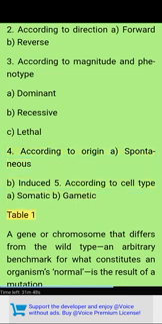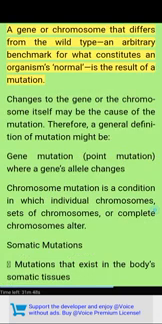Table 1. A gene or chromosome that differs from a wild type, an arbitrary benchmark for what constitutes an organism's normal, is the result of a mutation. Changes to the gene or the chromosome itself may be the cause of the mutation. Therefore, a general definition of mutation might be: gene mutation, or point mutation, where a gene's allele changes. Chromosome mutation is a condition in which individual chromosomes, sets of chromosomes, or complete chromosomes alter.